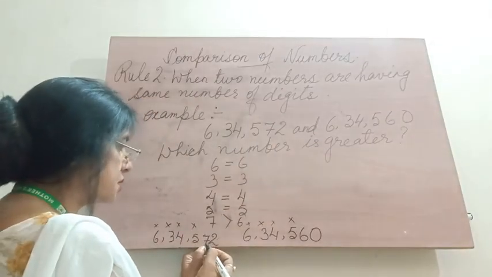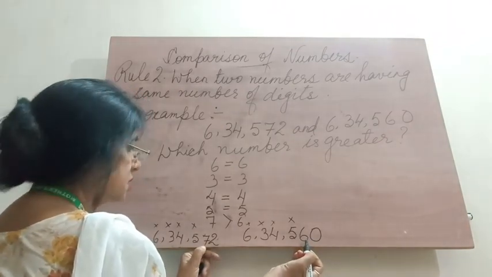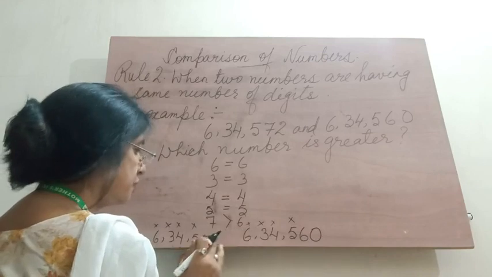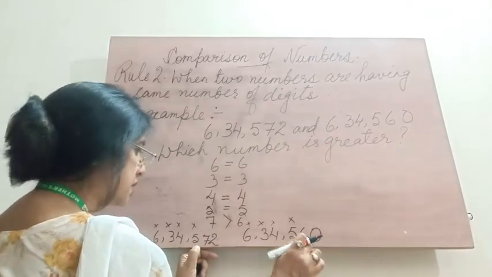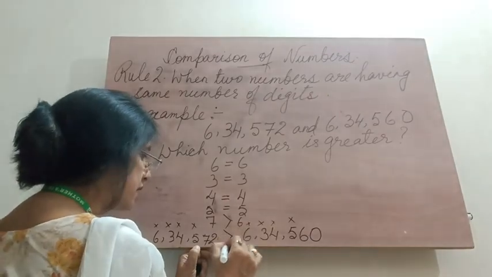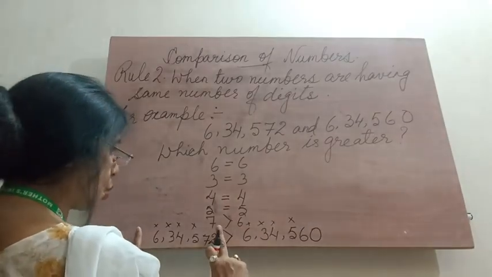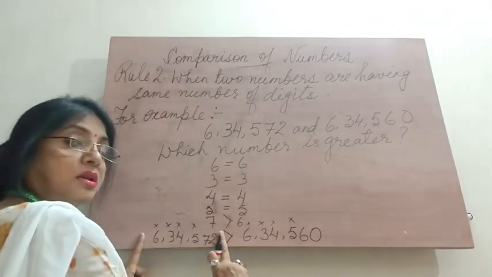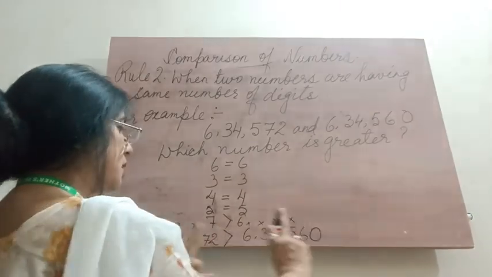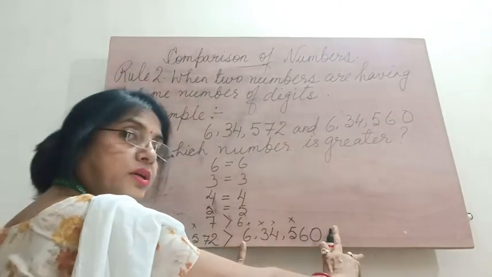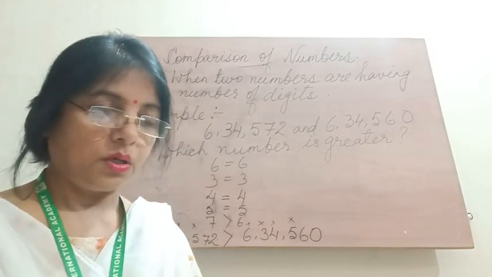Here the fifth digit is 7, and in the second number the fifth digit is 6. 7 and 6. Which one is greater? 7 is greater than 6. Now if 7 is greater than 6, then this whole number, 6,34,572, will be greater than 6,34,560. Clear to you? Okay.